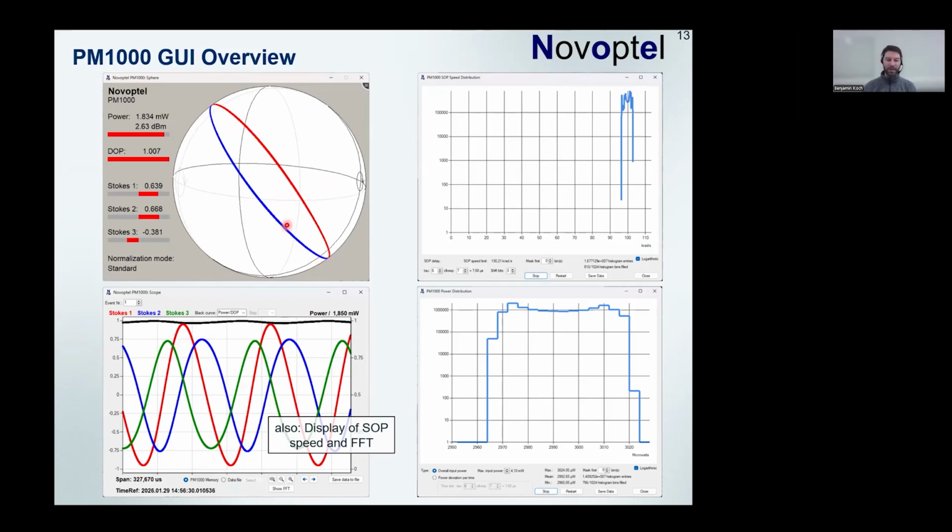Then if we download data from the memory, we can look at it in an oscilloscope mode, and we see that the Stokes parameters perform sine-like curves due to the rotation around the sphere. And instead of the power value given here, there seems to be a bit of PDL here. We can also display the SOP speed that has been calculated or perform an FFT of the Stokes parameters. And the other windows are histograms of the SOP speed here and of the optical power.